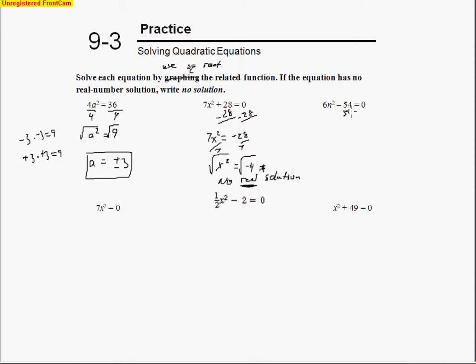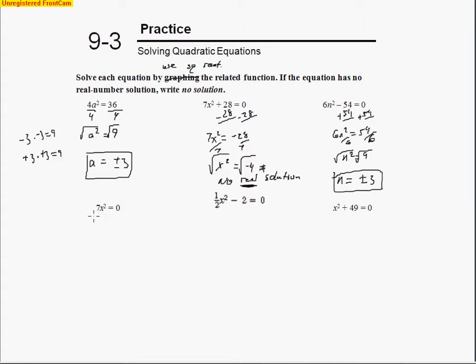So on this one, we have to add the 54 to both sides. And so I've got 6n squared equals 54. When I divide by 6, I end up getting n squared equals 9. That's positive 9. I could take the square root. I did that earlier, and I know that the answer is plus or minus 3.